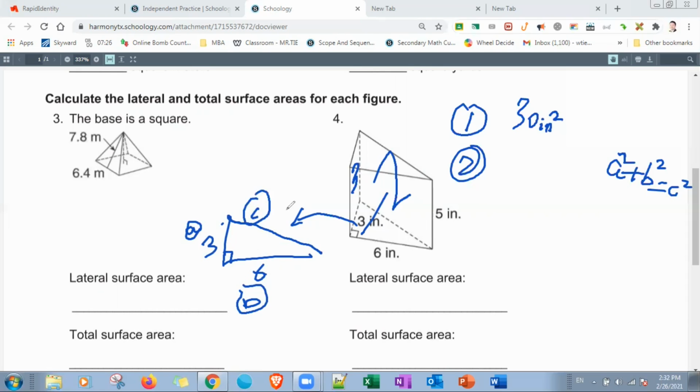All right. A squared plus B squared equals C squared. So that means 3 squared plus 6 squared equals my long line right here, C squared. That's 9 plus 36, which equals C squared. That's going to be 45 equals C squared.